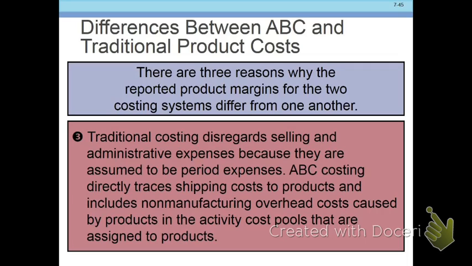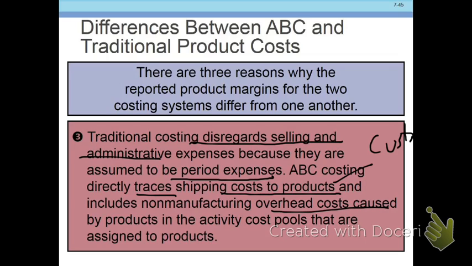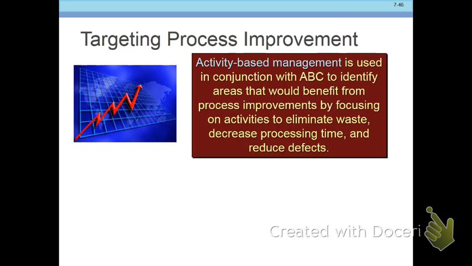Traditional costing disregards selling and admin expenses because they are assumed to be period costs. Activity-based costing traces shipping costs to products and customers, and overhead costs. So it's a lot better system, but it's very difficult to implement, to be quite honest.